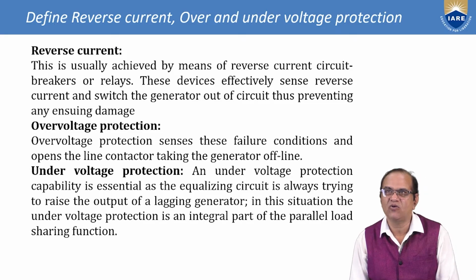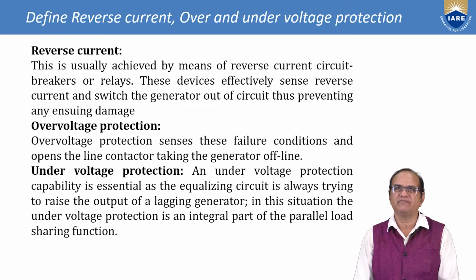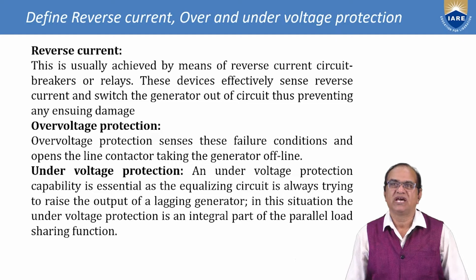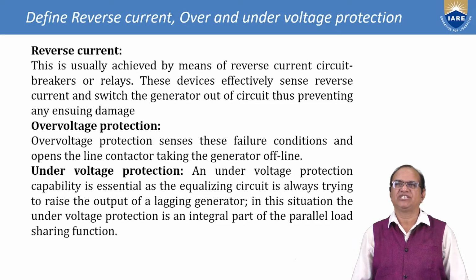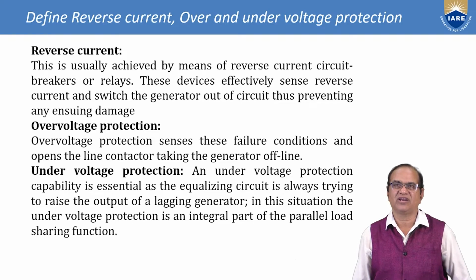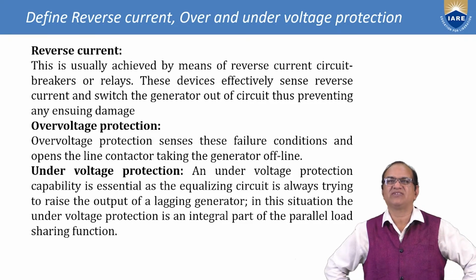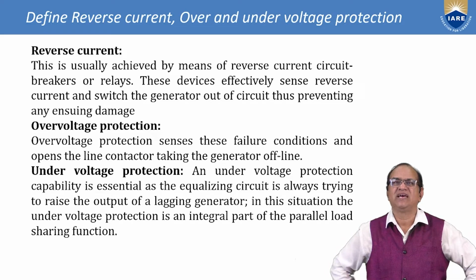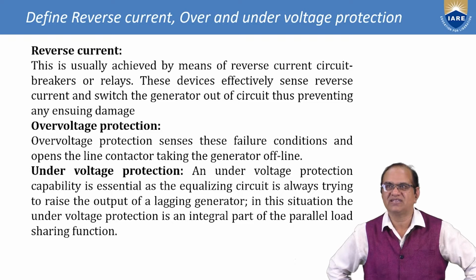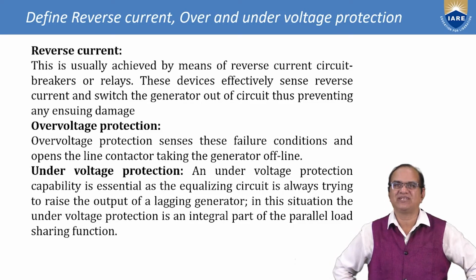Define the reverse current and over and under voltage protection system. This reverse current protection is usually achieved by means of a reverse current circuit breaker or a relay. So we use this CB or some relays. These devices effectively sense reverse current and switch the generator out of circuit, thus preventing any ensuing damage.